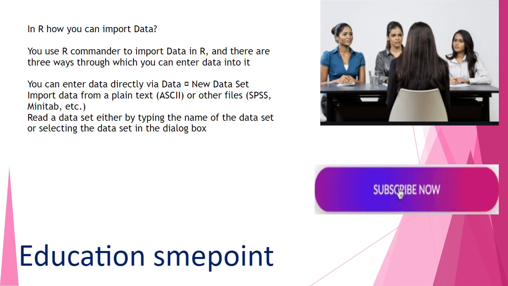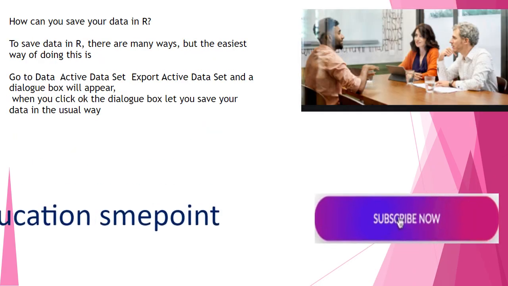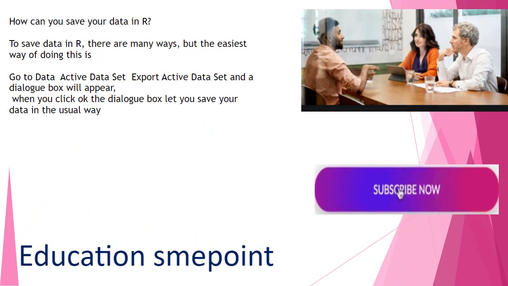How can you save your data in R? To save data in R, there are many ways, but the easiest way of doing this is go to Data, Active Dataset, Export active dataset, and a dialog box will appear. When you click OK, the dialog box lets you save your data in the usual way.